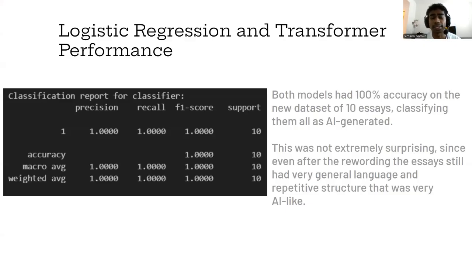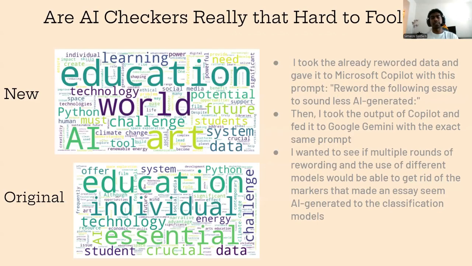And then the actual performance of the models. Both models had 100% accuracy on these new data sets of 10 essays, classifying them all as AI generated. But that wasn't super surprising to me, since reading the essays that came out, it was still obvious that they were AI generated. But I kind of just wanted to see how far I'd have to go to actually fool these models.